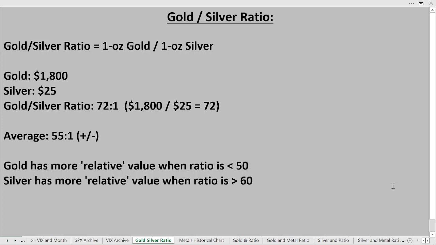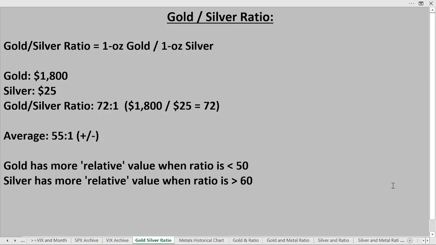Now, in our example, we have gold at $1,800 an ounce, and silver at $25 an ounce. Simply divide the price of gold, 1,800, by the price of silver, $25 an ounce, which gives us a ratio of 72, or 72 to 1. Historically, an average gold silver ratio lies around 55 to 1. This varies. Some will say 50 or 60, but 55 to 1 is the most accepted average of the gold silver ratio.